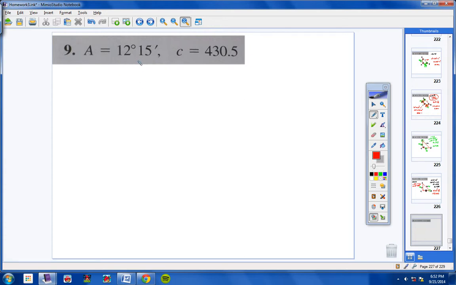Now we're dealing with minutes and seconds, which is really no big deal. I'm going to encourage you to put this into decimal form. So remember how to do that. It'd be 12 plus 15 over 60. So 12 plus 15 divided by 60 would be 12.25. So I would encourage you to use a decimal in this case, students. It's my advice.